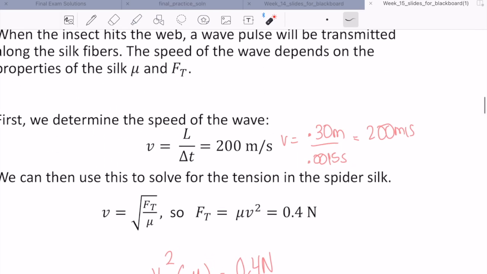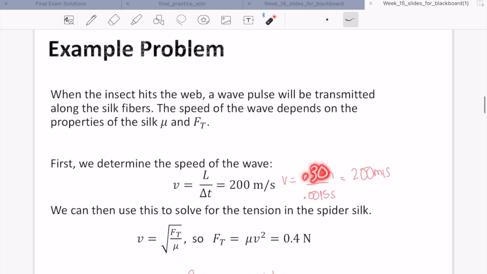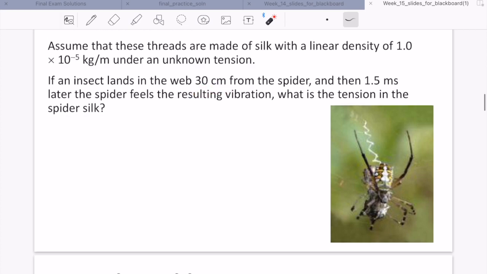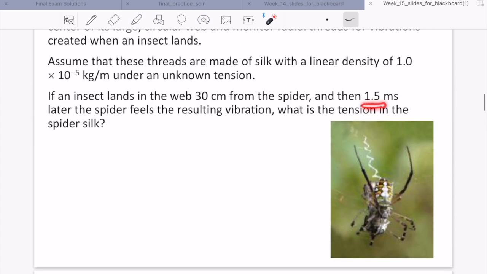So the speed of the wave would simply be the distance between them, essentially the distance the wave travels. That's 0.30 meters, or 30 centimeters, between the spider and the insect, divided by how long it takes for that wave to arrive at the spider. And that was 1.5 milliseconds.